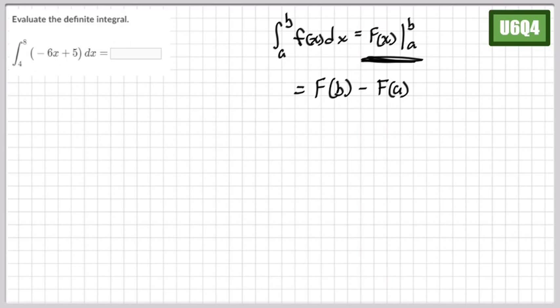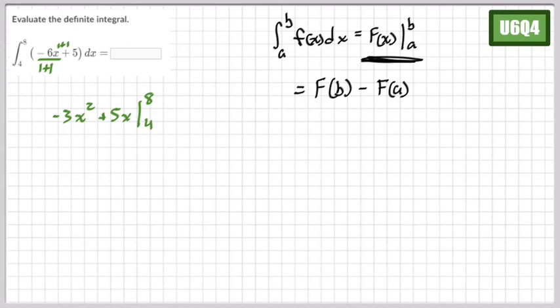Okay, so we have to do the antiderivative of this. So we add 1 to the exponent and divide by that result, which would be a 2. So do you guys know what negative 6 divided by 2 is? Negative 3. Then we have x squared plus 5x, and then we plug the 8 and then the 4 in, okay?